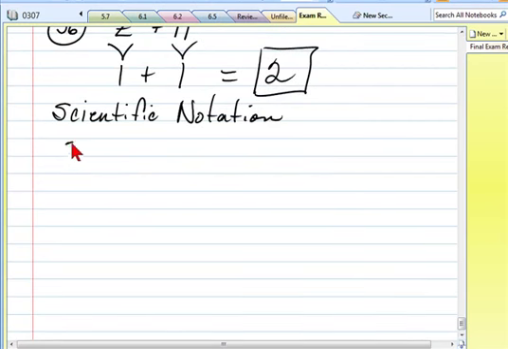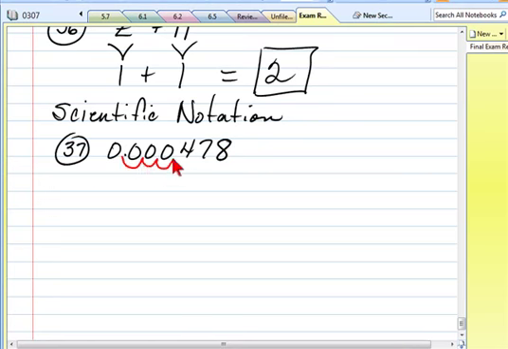Number 37. I have 0.000478. That's standard notation, and it wants it in scientific notation, so where will I have to move the decimal point? Between the 4 and the 7. So I will have to move it 1, 2, 3, 4 places.